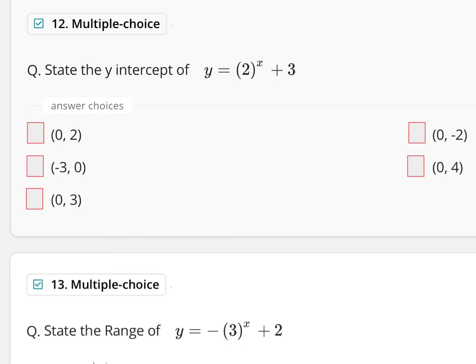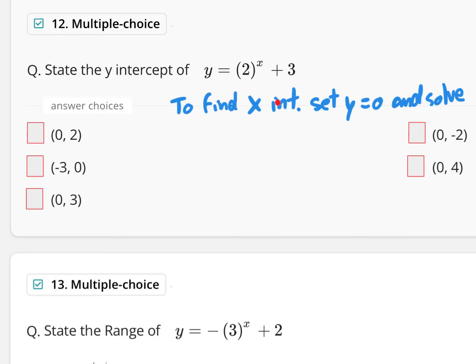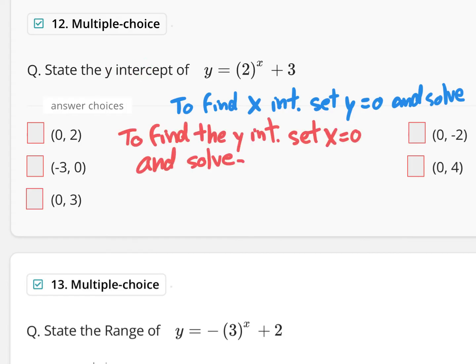State the y-intercept. So you could graph it on Desmos and see where this graph, this exponential growth function, because it's greater than 1, crosses the y-axis. Or you could remember Algebra 1 stuff. What did we learn in Algebra 1? To find the x-intercept, set y equal to 0 and solve. But they don't want the x-intercept, they want the y-intercept, which to find the y-intercept, you set the x equal to 0 and solve. Okay? So this is back in Algebra 1. I hope we still remember it. All you got to do is set the x equal to 0.